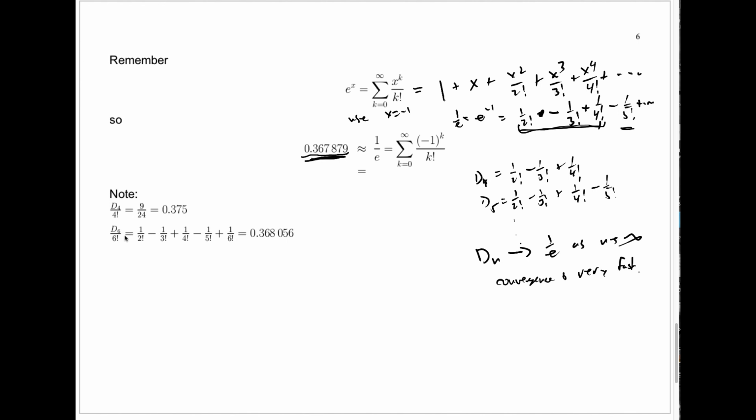Let's say I skipped D5 here, but you could certainly look at that. D6 over 6 factorial is just this number here, and that's 0.368056. That actually gets the first 3 decimal places correct, because the 3 decimal approximation to 1 over e would be 0.368. So you've already got 3 decimal places right. The error is at most 1 over 7 factorial, which is about 1 in 5,000, 1 over 5,040. So we really got a very good approximation just with D6 over 6 factorial, a very good approximation to 1 over e.